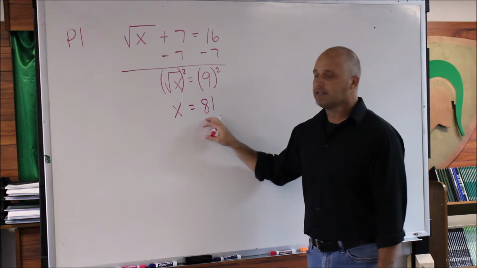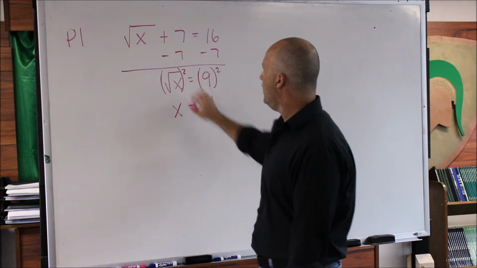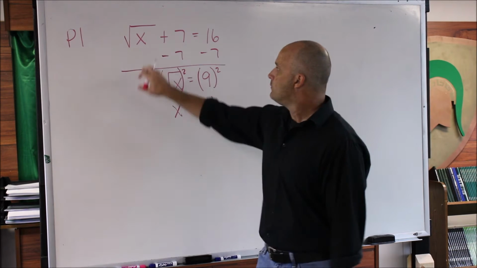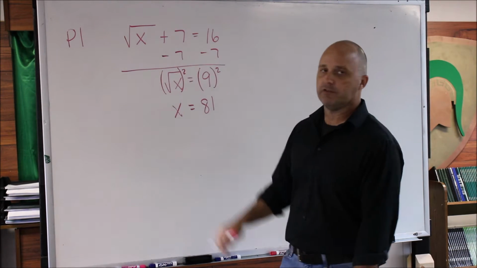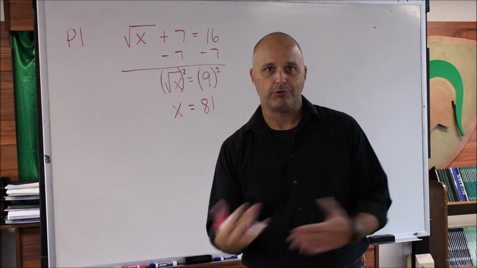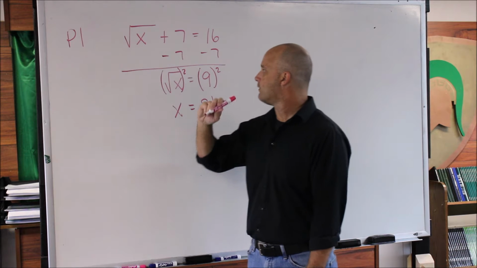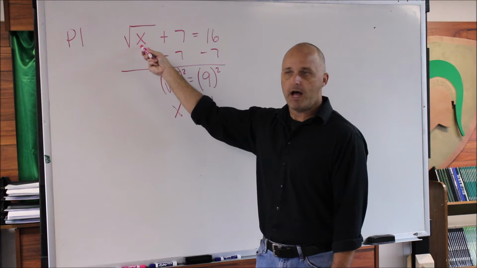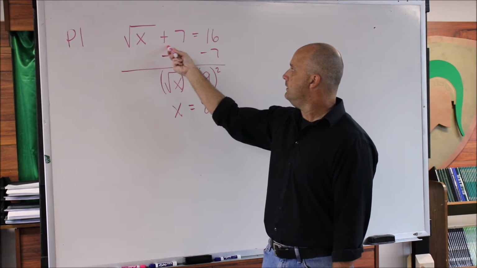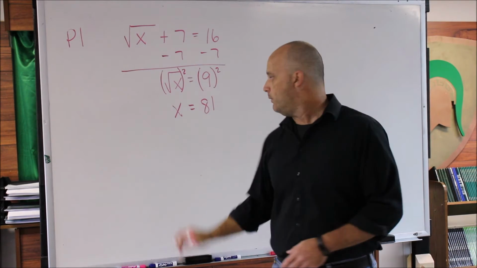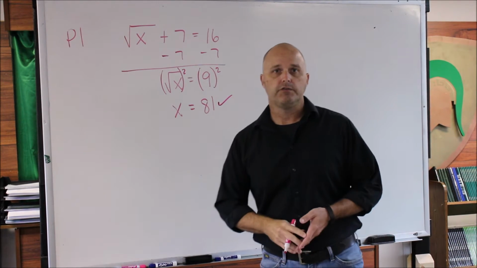Now to go back and check to see if you got the correct solution, plug 81 in for x. So we get the square root of 81 plus 7 equals 16. Now that we're checking, use the order of operations. So we start underneath the radical first. The square root of 81 is 9, plus 7 is 16, and 16 equals 16. So we know 81 is the correct solution.